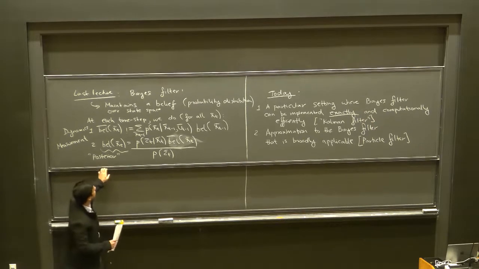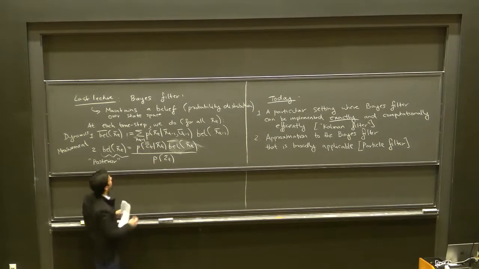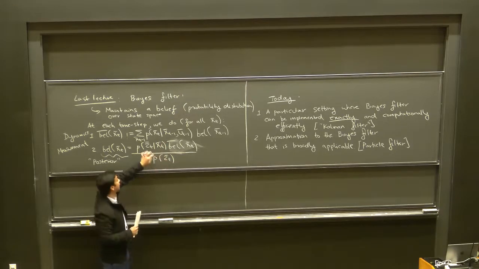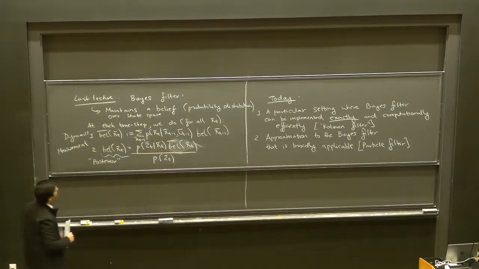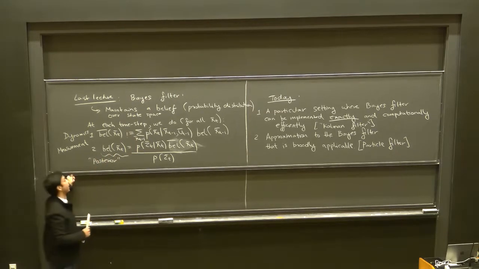The second thing we need is some kind of measurement model. So something that says if the robot is at state xt, can we write down a distribution over the sensor measurements that it's going to receive? So that's this quantity over here. And then the third thing we need is some way to initialize the base filter. So we need some initial belief that the robot has.